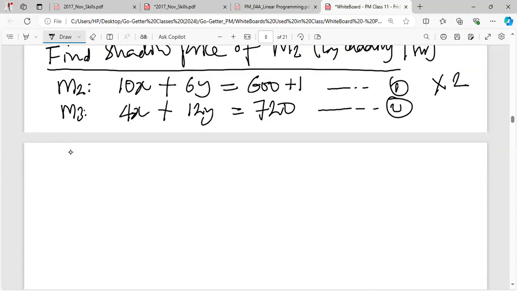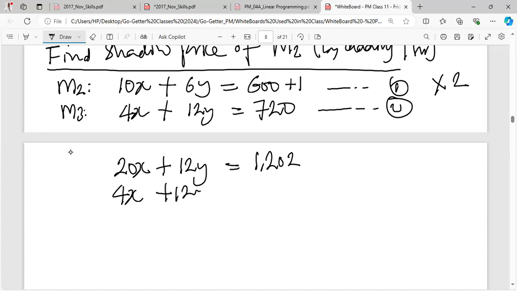So now this will become 2 times 10 will give you 20x. 2 times 6 will give you 12y. 601 times 2 will give you 1202. Then this other one will remain the same. 4x plus 12y gives me 720.